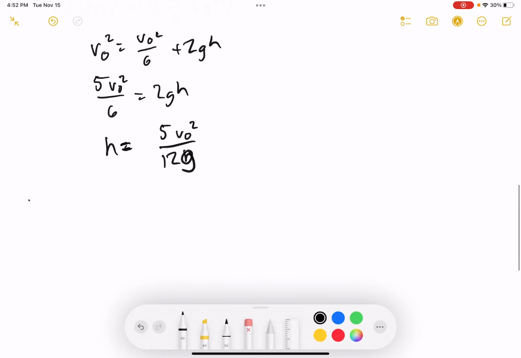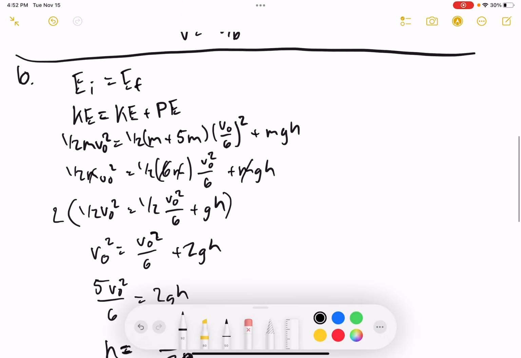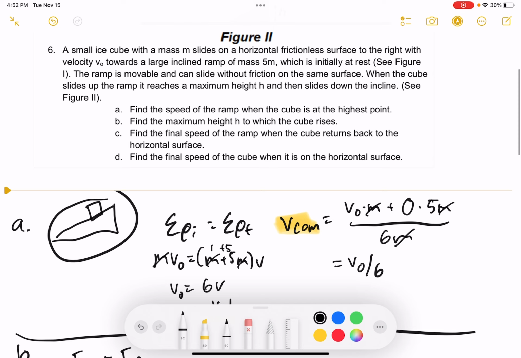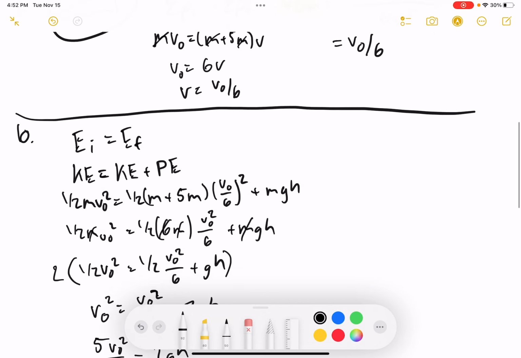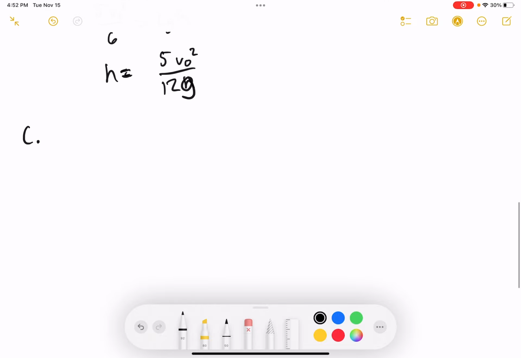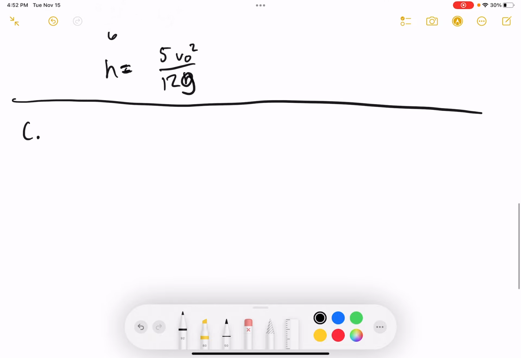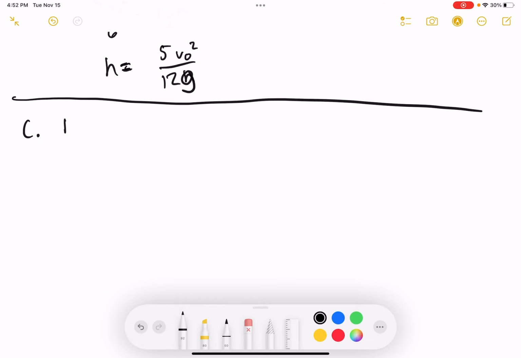Let's go ahead and look at C. Now C is definitely a tricky one. C says find the final speed of the ramp when the cube returns back to the horizontal surface. Now, as I said earlier, we can use energy here. So we are going to set up an energy equation, EI equals EF. But let's see what the problem is with just setting up energy.